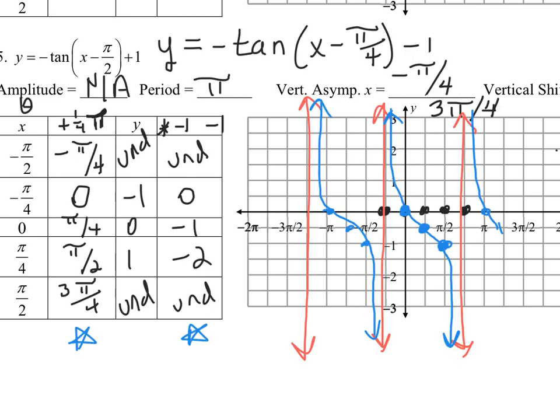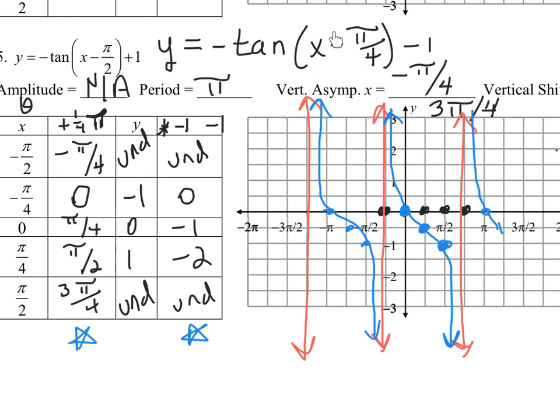Okay, let me explain what I did on here. First of all, I changed the equation so that it's not exactly like yours, but it is similar so that I can explain how to do this. All right, so we have a negative tangent again. Here we don't have any period changes, so that means our period is going to be pi. So that's why this is pi. Amplitude for tangent is always NA. We don't have an amplitude for tangent.